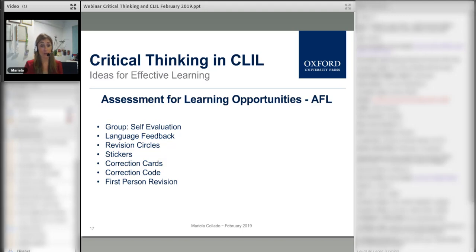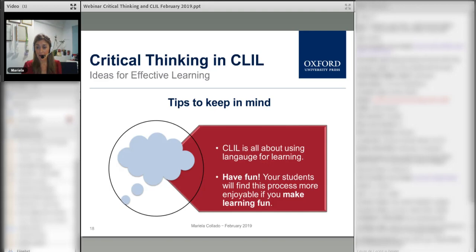then different strategies for assessing, and mainly the one is the formative assessment with different types of activities that we do in class. Okay, this is all for today. If you have any questions, just let me know.